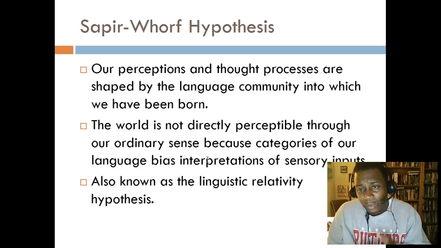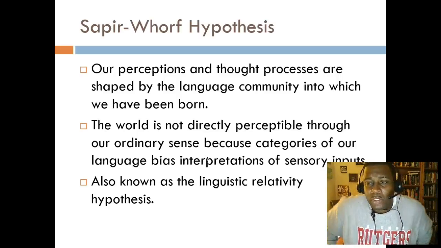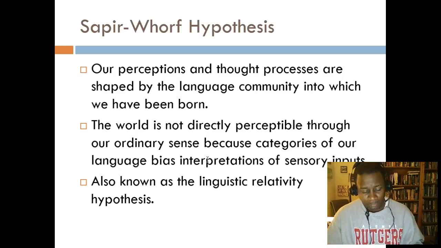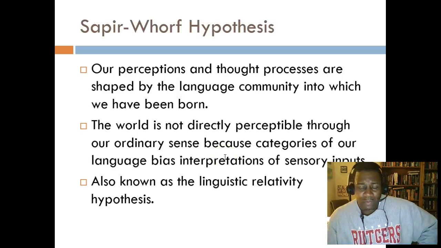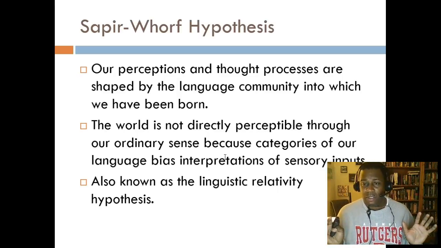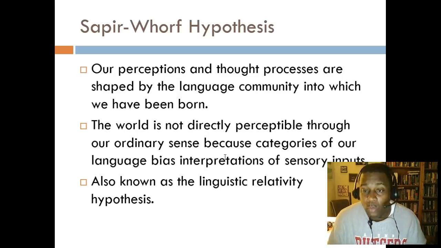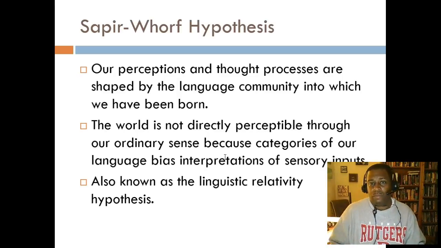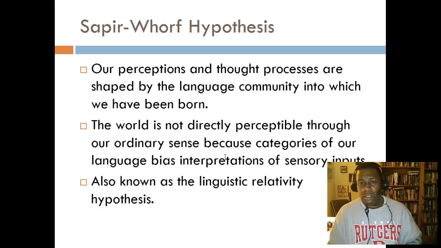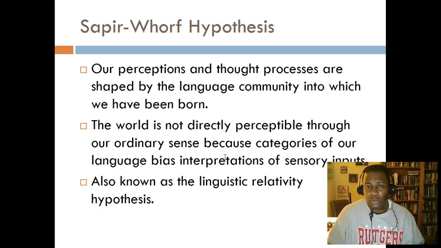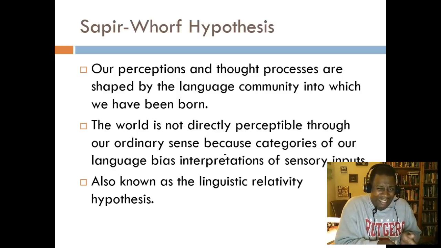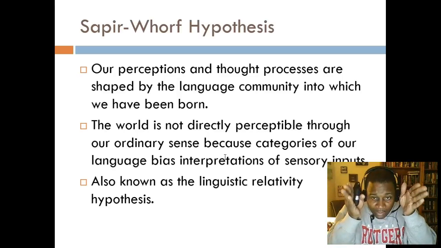So our perceptions and thought processes are shaped by language, the language community in which we have been born. The world is not directly perceptible through our ordinary senses, because categories of language bias our interpretations of sensory inputs. And so Sapir-Whorf said, look, there are some things that you won't detect or perceive if your language causes you not to detect them, if it limits you, if it biases you, if it blinds you, if it puts on blinders.